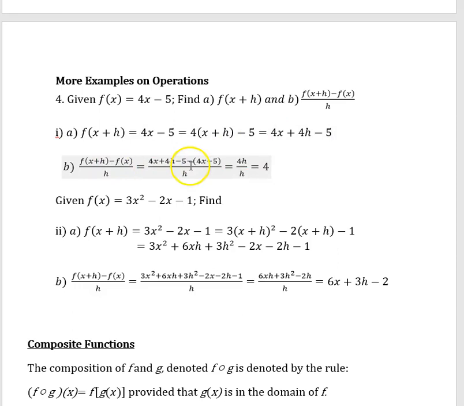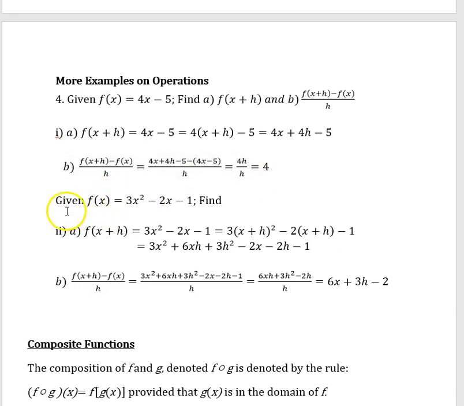For the other one, your f of x plus h is the same as the value you have there. So if I plug it in there, as I said, minus f of x, which is 4x minus 5 in brackets because of the negative sign. If I open the bracket, the 4x will cancel out, and then minus 5 plus 5 will also cancel out. And then I'm left with 4h over h. I cancel out the h, my final answer is 4.